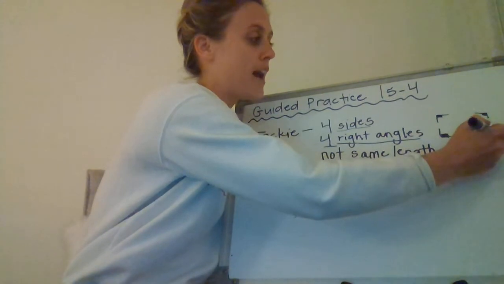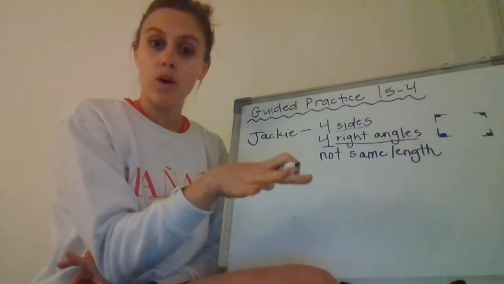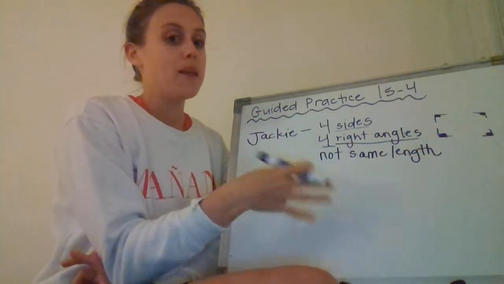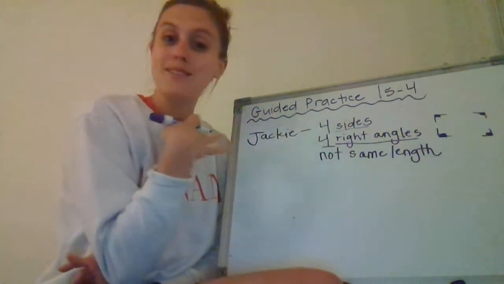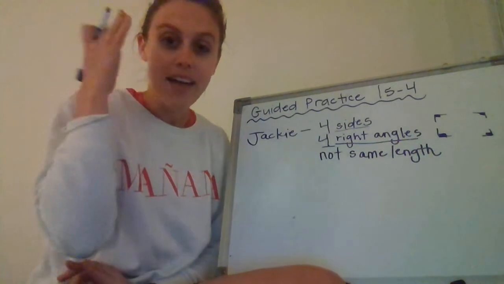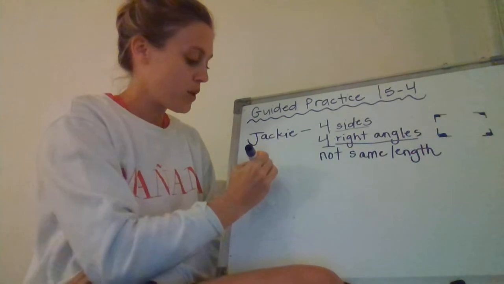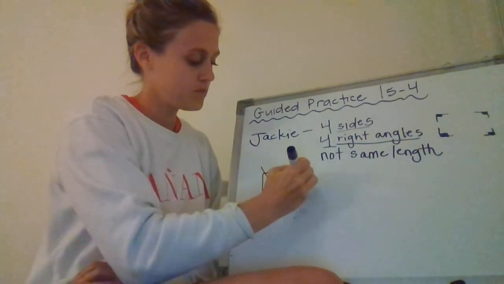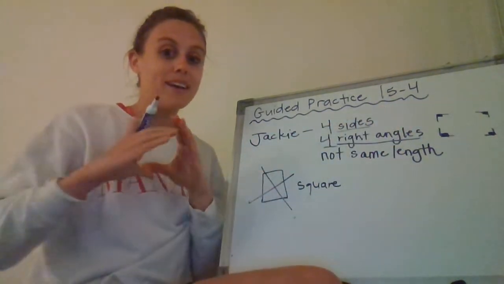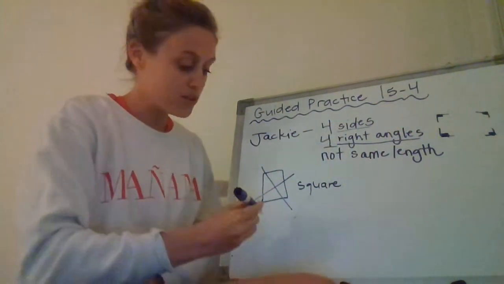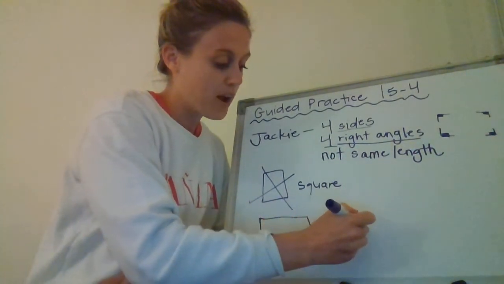So right now in my head, I'm thinking, okay, this could be a rectangle or maybe even a square. This last one's going to tell us that. Not the same length. So not all sides are the same length. That automatically tells me it cannot be a square. So we know it's not a square. Now, a shape that looks like this, where one side is longer than the other, we know that's called a rectangle. So we are pretty sure that her shape is a rectangle.